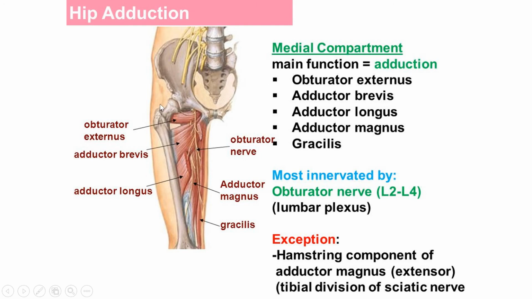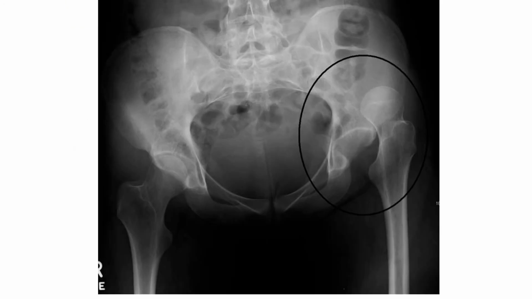So they all take place on this joint, and there are certain muscles which are responsible for these movements, which you will discuss later. And here we have a condition called dislocation of the hip joint. Dislocation of the hip joint is of two types: congenital dislocation and acquired dislocation.